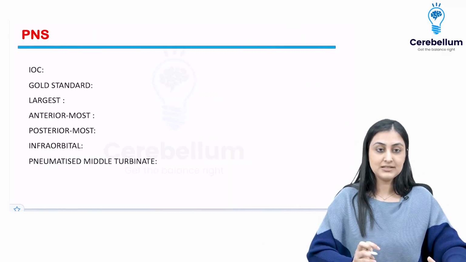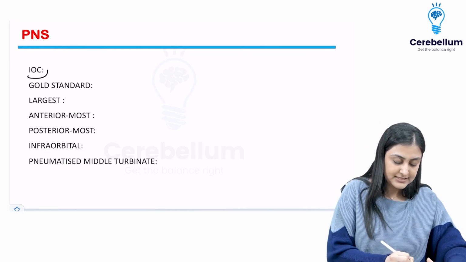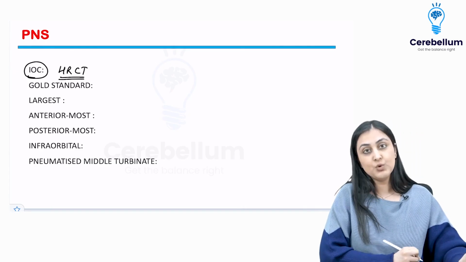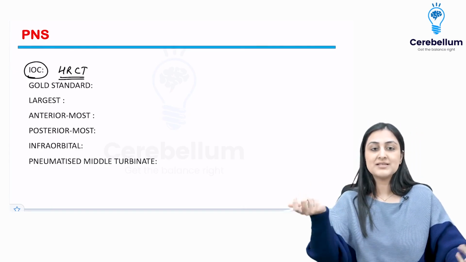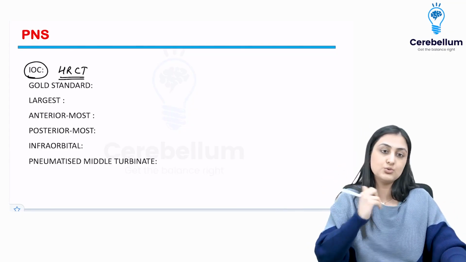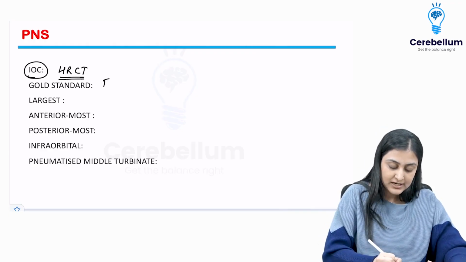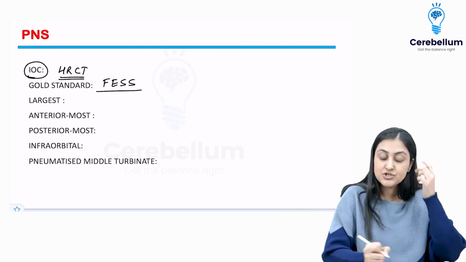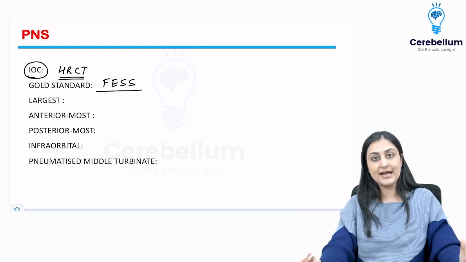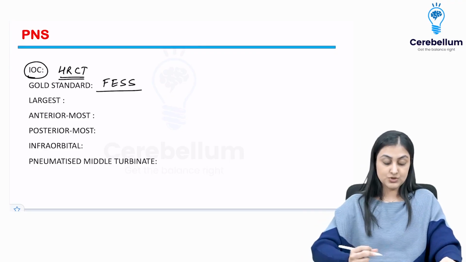So the paranasal sinuses, you want to remember, investigation of choice is a high resolution CT. It has bone, it has air, two things best seen on CT, and because the anatomy is so intricate, we do a high resolution CT here. But the gold standard is FESS. Functional endoscopic sinus surgery is the gold standard because it is diagnostic as well as therapeutic, right?